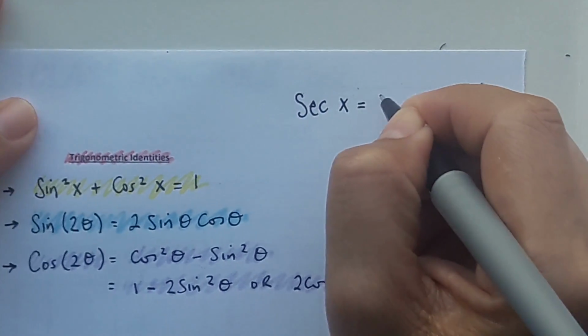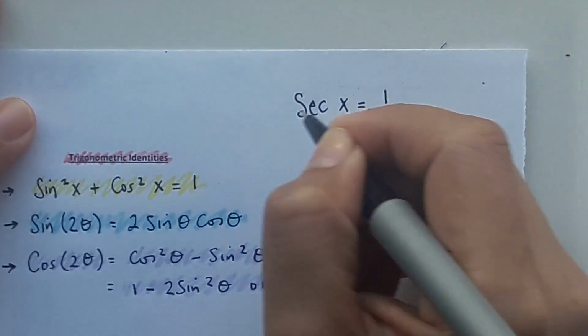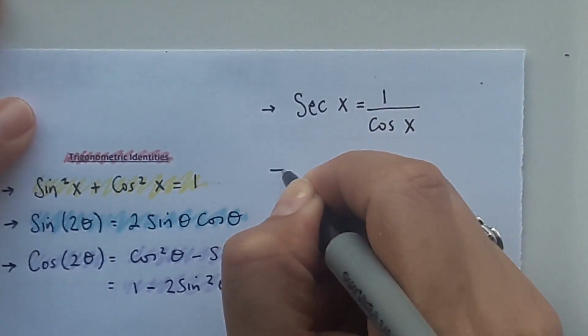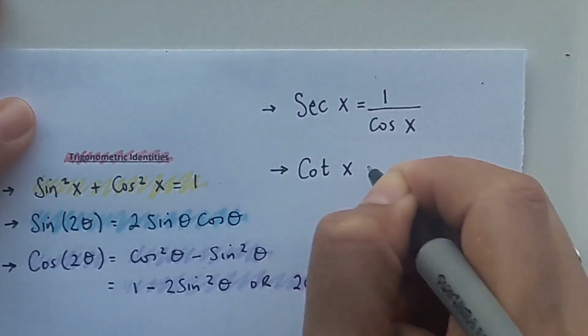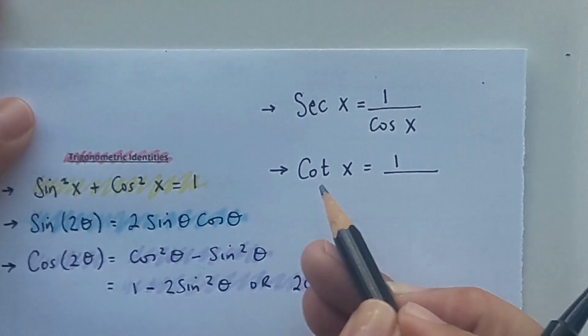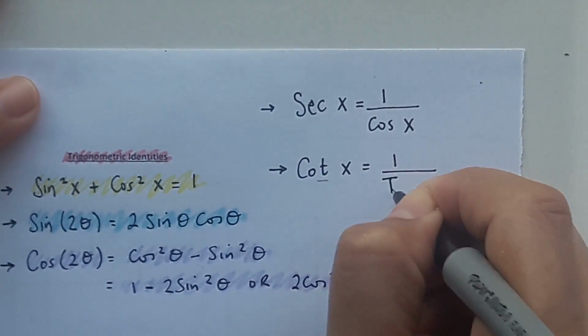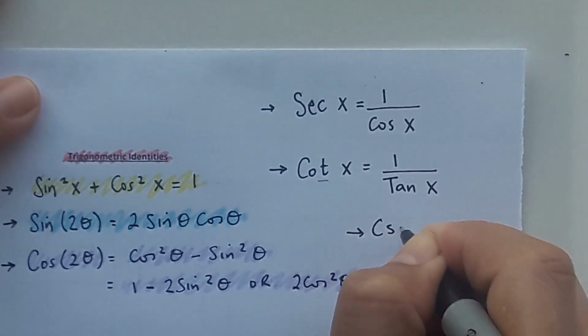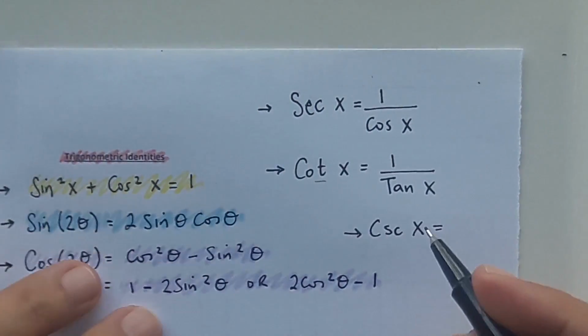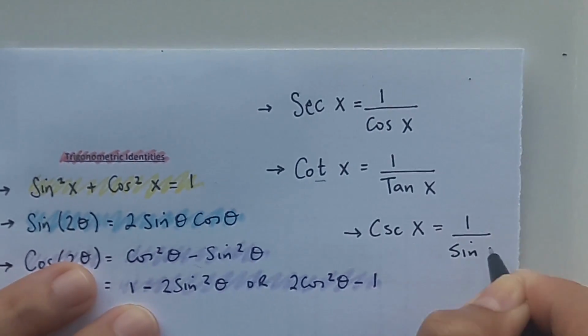It's like cosine spelled backwards. So that's 1 over cosine. Then we have cotangent, which is cot. That's going to be 1 over tan. I remember the t at the end, so that makes it 1 over tan. And the only one left, which is cosecant, is 1 over sine. And that's how I remember it, okay?